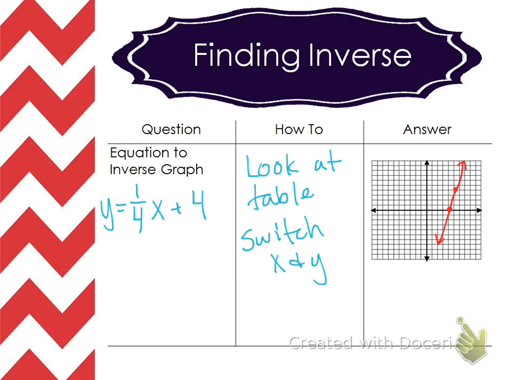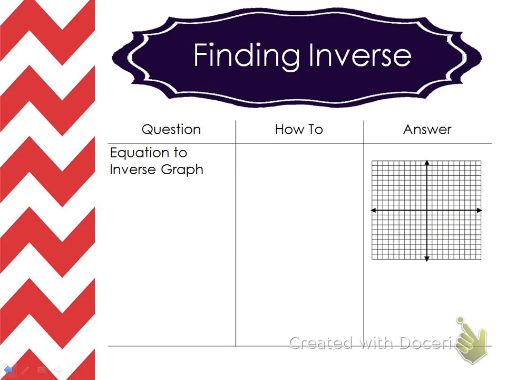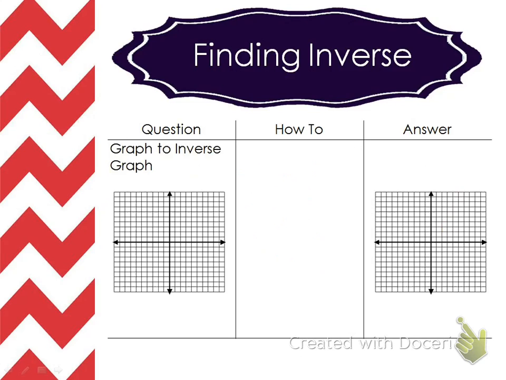So once again, we looked at the table, and we got 2 ordered pairs and switched them. You could find 3 ordered pairs or 4 and keep switching them to make sure you had a good line. All of that would be a good idea. So for the next one, now we need graph to graph.